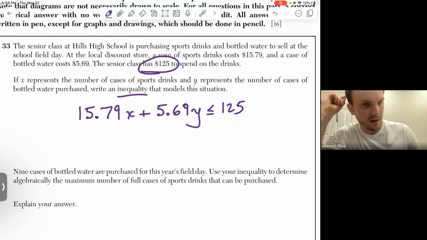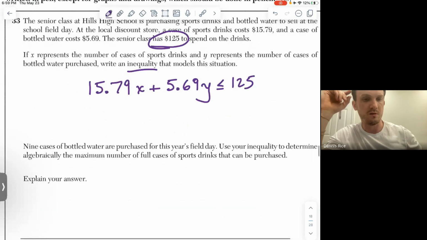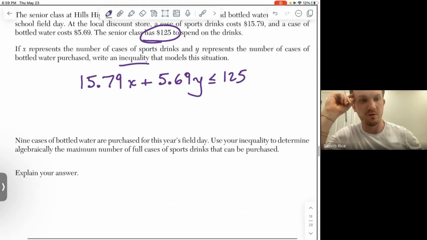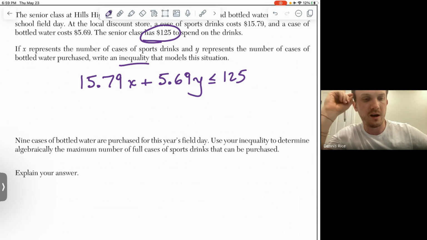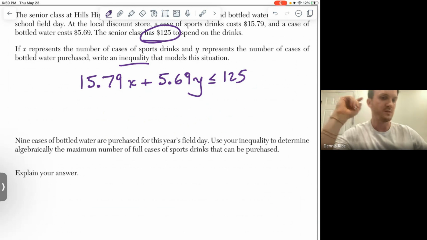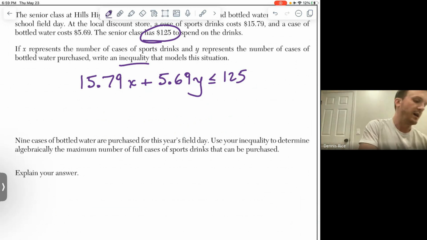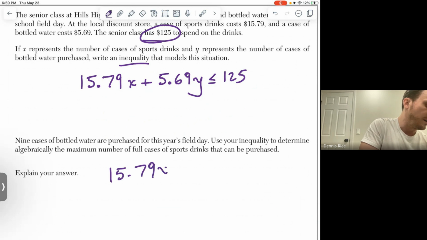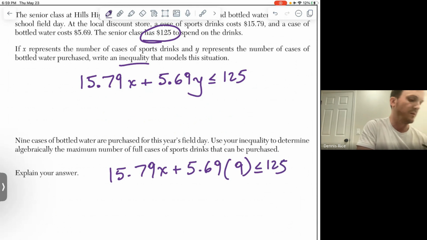And now for the follow-up. Okay. Yeah, this was like a weird 4-point question. So I guess that's 2 points right there. And now 9 bottles of water. So they're going to tell us that y is 9. Find the maximum amount of sports drinks and explain. Ooh, okay. So I'm going to plug in a 9 for y and solve for x, basically. And then we have to deal with this, like, my answer is a decimal, but what should we say type of thing. We've seen this before.